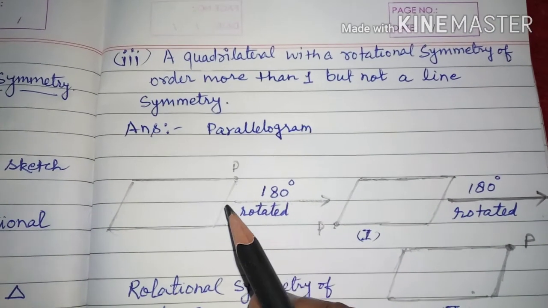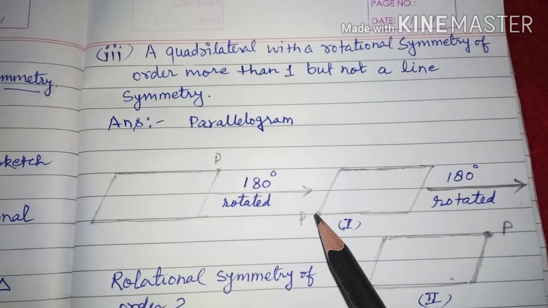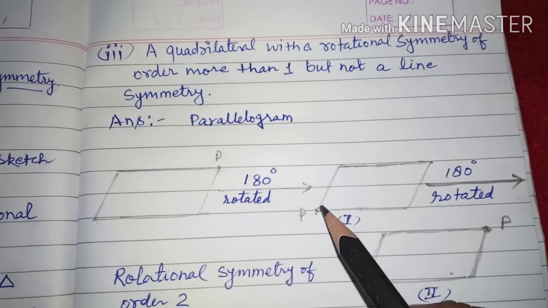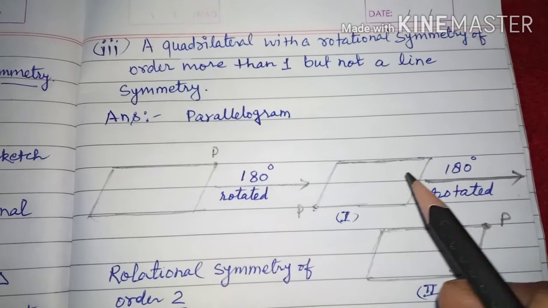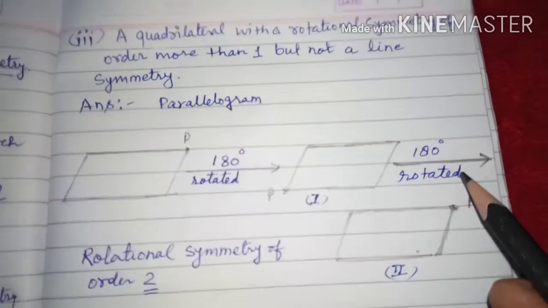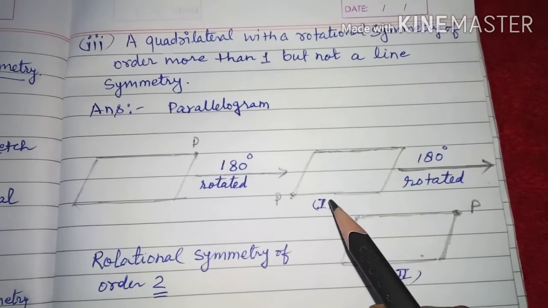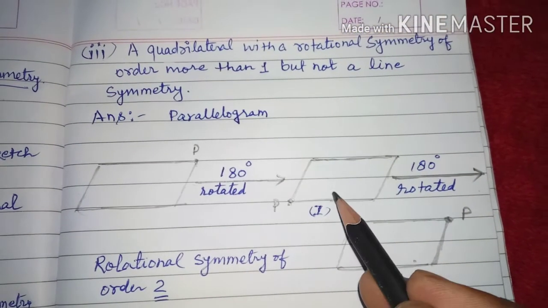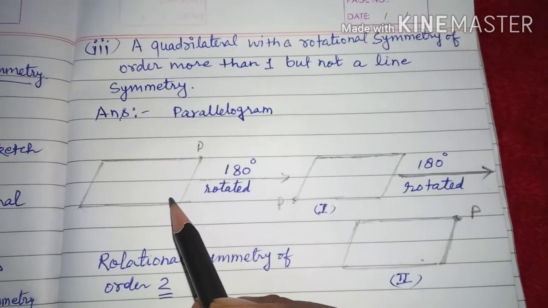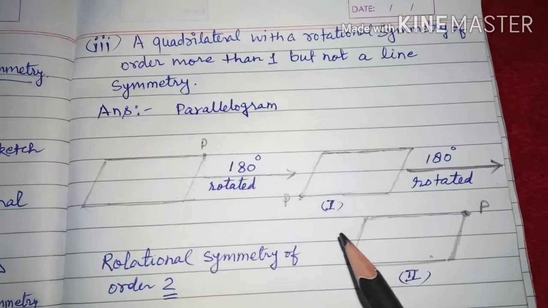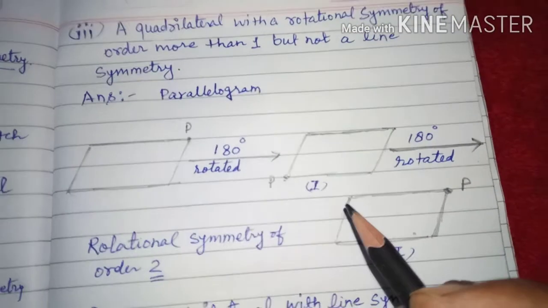The first time I rotate this figure by 180 degrees, this point P will come onto this vertex, and again when we rotate this figure by 180 degrees, this point P will go back here. So we can see that the first and second shapes are both the same as this one. So the parallelogram gives rotational symmetry of order 2.